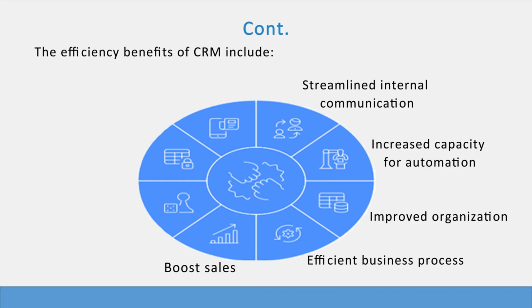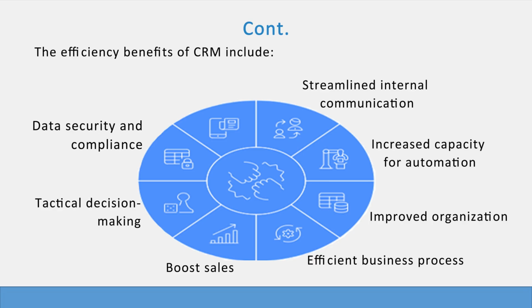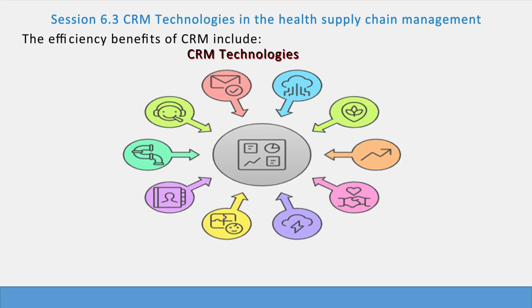Tactical decision-making. Accurate data from across your organization helps keep your decision-makers informed. Data security and compliance. You can rest assured that your customer data is safe in your vendors' data centers, safeguarded by top-of-the-line physical and digital security mechanisms. Mobile accessibility. A CRM with a mobile app ensures that your team has access to important CRM data, no matter where they are.